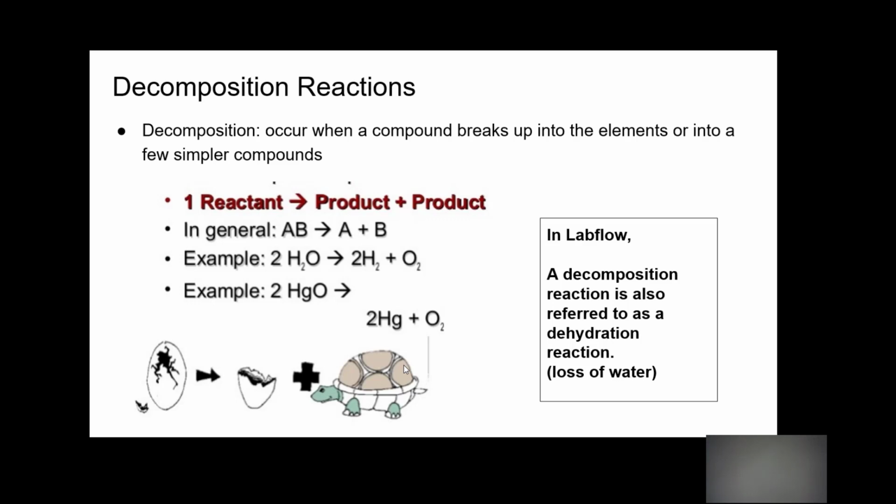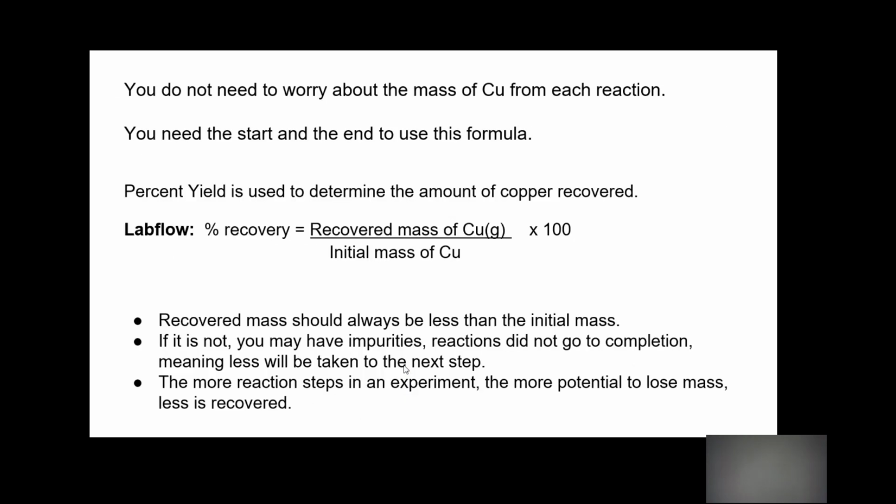Decomposition reactions. This is going to involve a decomposition reaction. Make sure you're very familiar with what that means. It means that you have one reactant, and it ends up producing at least two products. Lab flow also refers to a decomposition reaction as a dehydration reaction, meaning a loss of water. So you have the components to have that in a substance that has H and oxygen, and when it decomposes, you can also remove that from the substance.